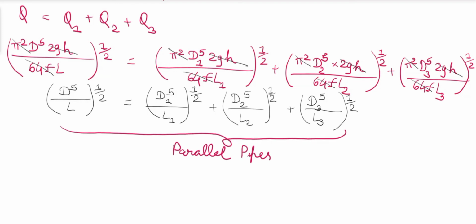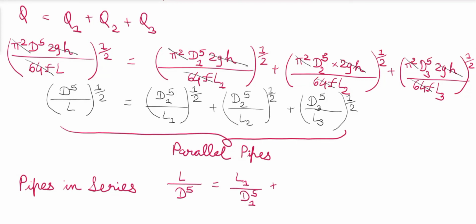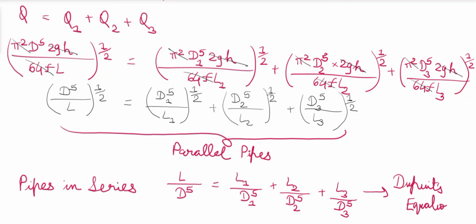And same equation we saw for the pipes in series. Again, I'll just remind you that equation. That equation was L upon d raised to 5 is equal to L1 upon d1 raised to 5 plus L2 upon d2 raised to 5 plus L3 upon d3 raised to 5. And this equation is known as the Dupuit's equation. And in today's video, we saw how we can derive the equation for the equivalent pipe in case of the parallel pipes. Thank you.